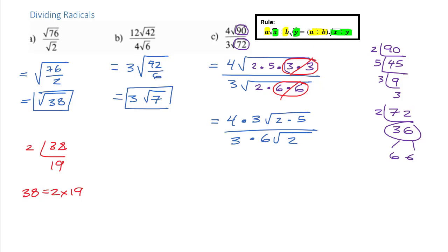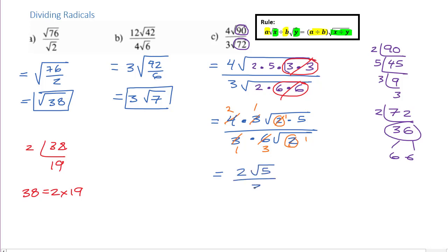All right, well, to finish it up, look out front. We can definitely simplify out front now. 3 divided by 3 cancels and makes 1. 4 and 6, we can divide those both by 2. 4 divided by 2 is 2. 6 divided by 2 is 3. And the 2 here and the 2 here, since they're both under the radical symbol, we can divide both of those. But you can only divide the ones underneath with the other ones underneath. All right, so when we clean this all up, what are we left with? A 2 and a root 5 on top and square root of 3 on the bottom. And that's as simplified as this gets.